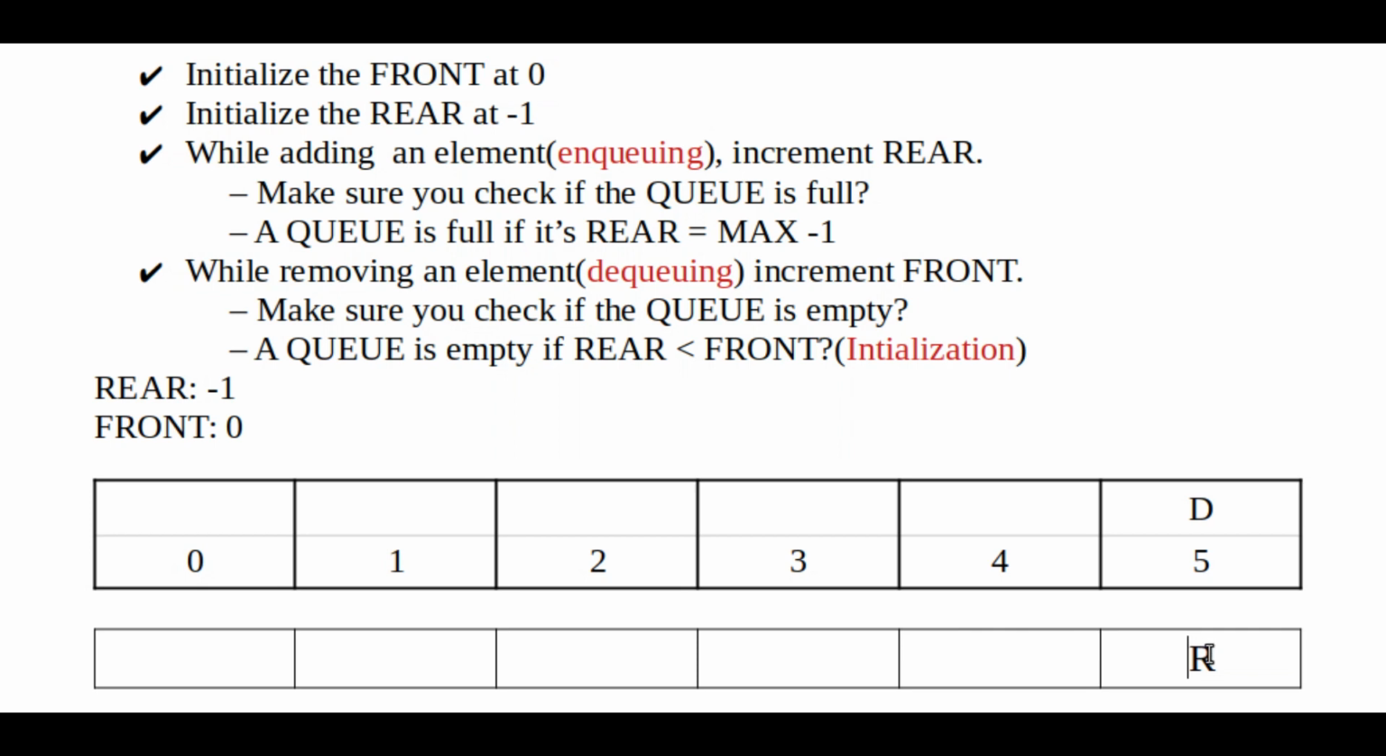So rear is at 5, my front became 6, so the rear less than front case still holds, and it signifies that the queue is empty. So our condition works. That will help us to check if the queue is empty or not. So we have to make sure that the queue is not full before we are inserting, and we have to also make sure that the queue is not empty before deleting. So that is what we are going to remember as we move on to the programming part.